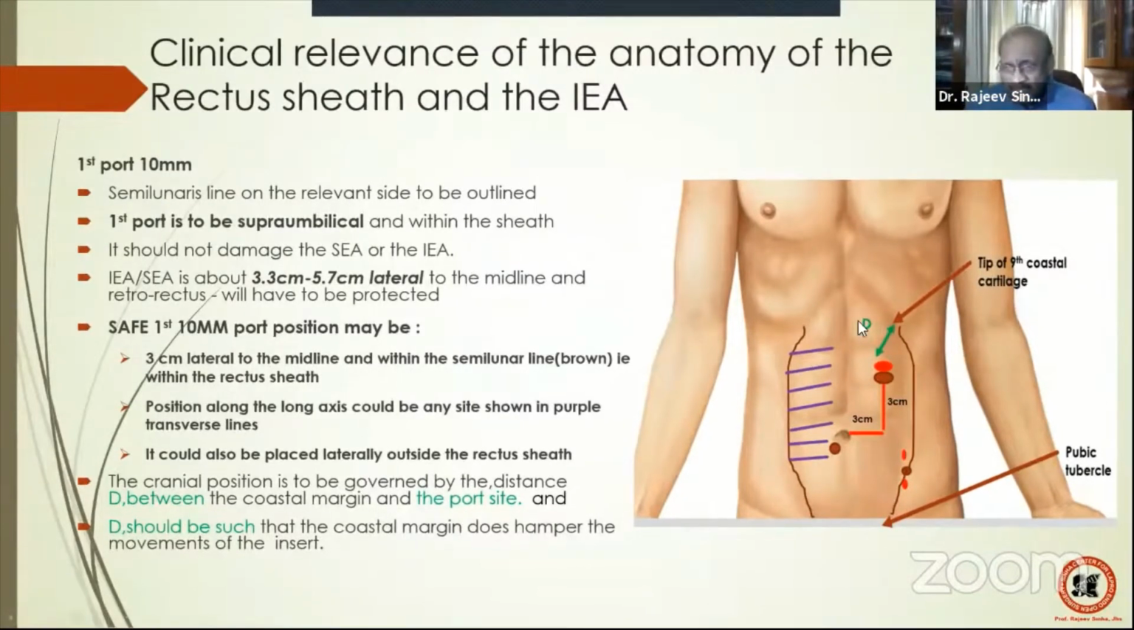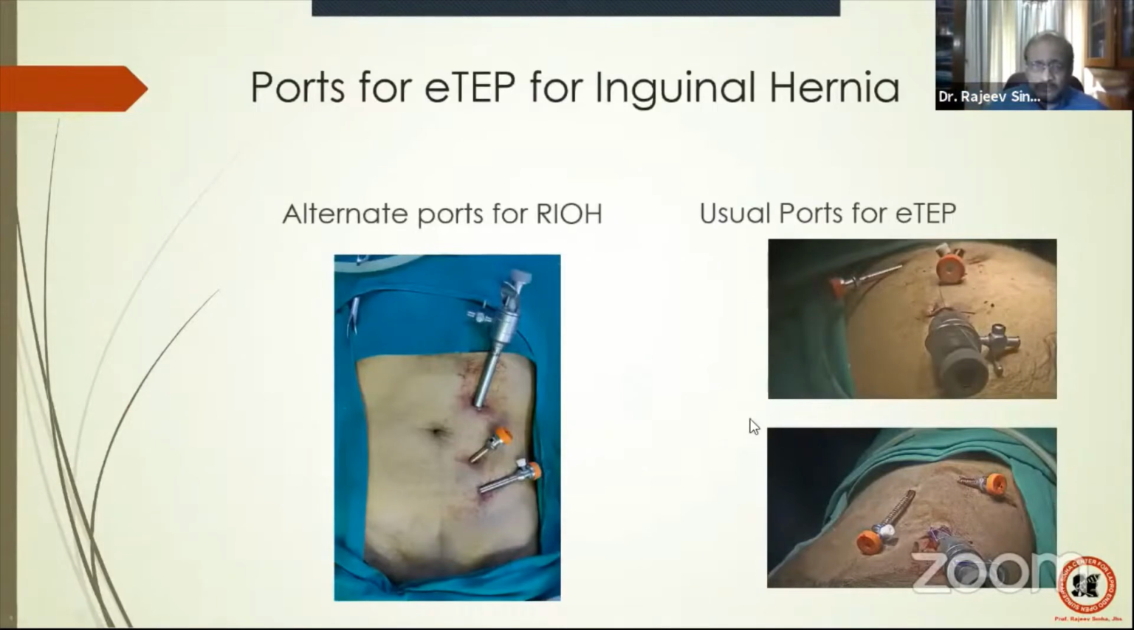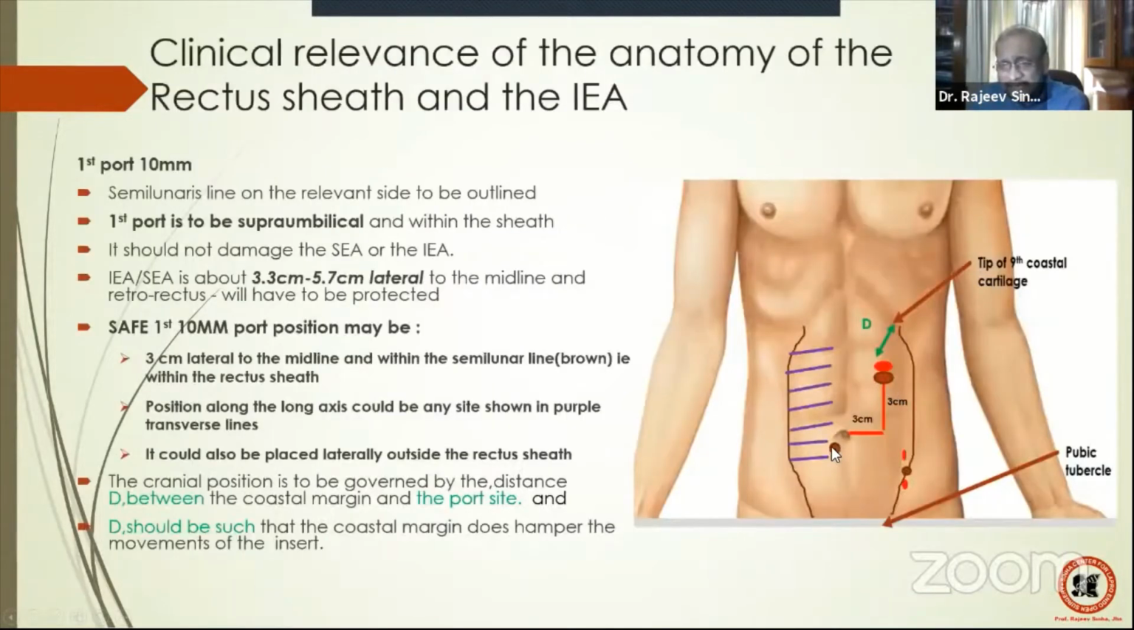So remember, anywhere from the semicircular line to the midline could be the insertion point of the port. Now, this is the usual port position for the right inguinal hernia: the pubic bone, the umbilicus, and this is the port position. See, this is the alternate. Now, if you look at this figure, you'll find the port is here, umbilical and left iliac fossa almost, and the supraumbilical.